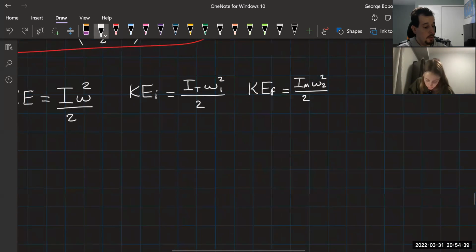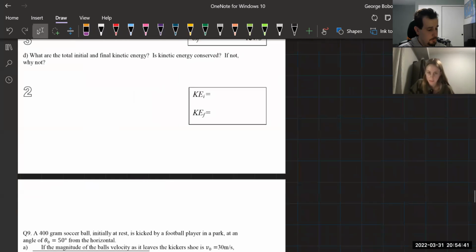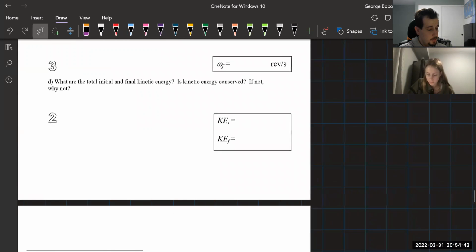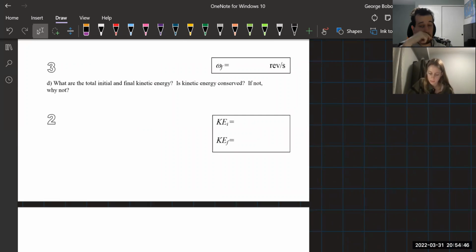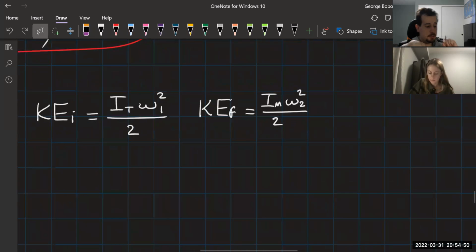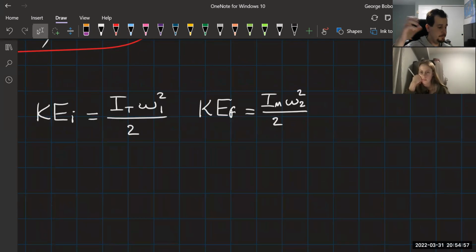Okay, here we go. If we want to find the ratio, what are we doing here? Is kinetic energy conserved? Why or why not? What do you think? Are these going to be exactly the same? No. What is a reason why they're not the same? They have different moments of inertia. Okay. You must have lost some energy somewhere or gained some.